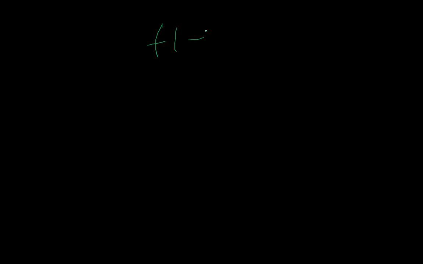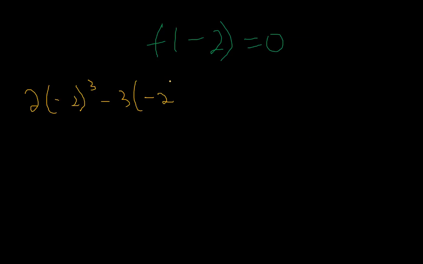What do we know? We know that f of minus 2 is going to give me 0. But what exactly is f of minus 2? Well, when I substitute minus 2 into the function that they gave me, what you're going to get is 2 times minus 2 cubed, minus 3 times minus 2 squared, minus 4 times minus 2 plus a, and this is going to give me 0. Now I could solve for my value of a.